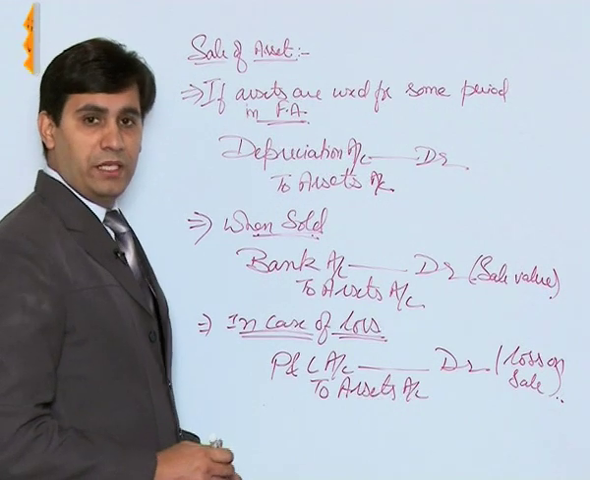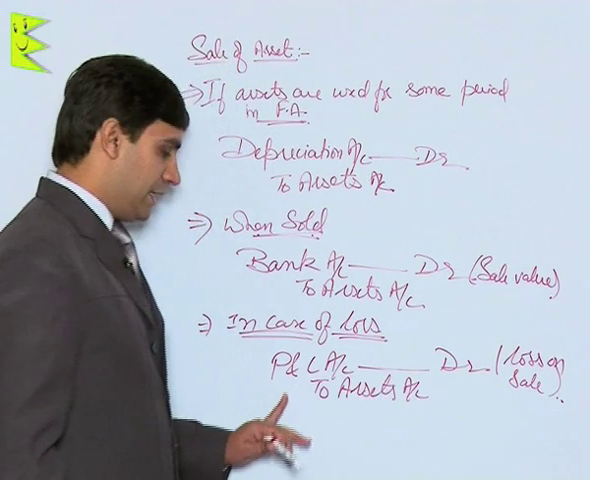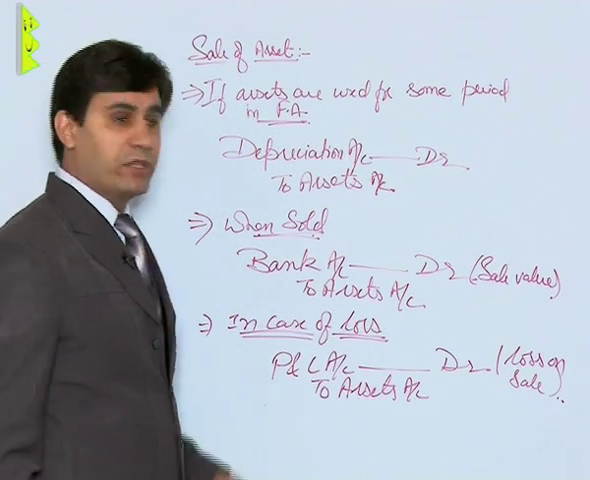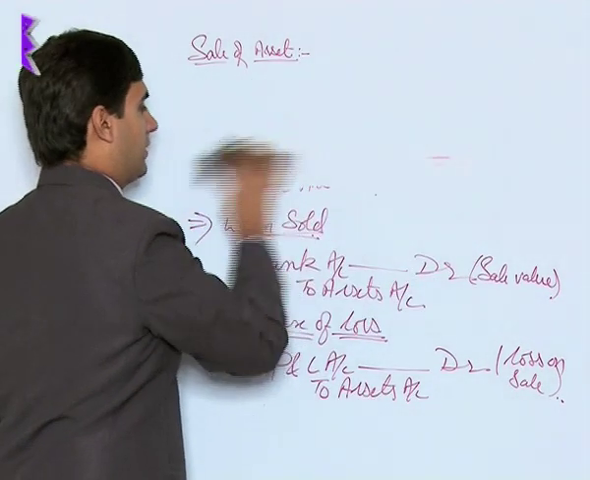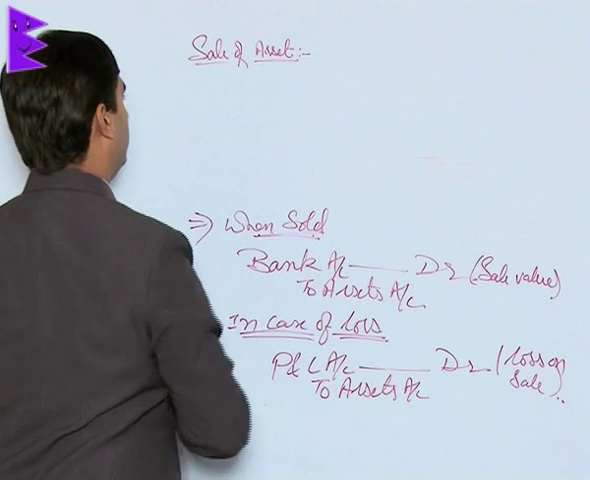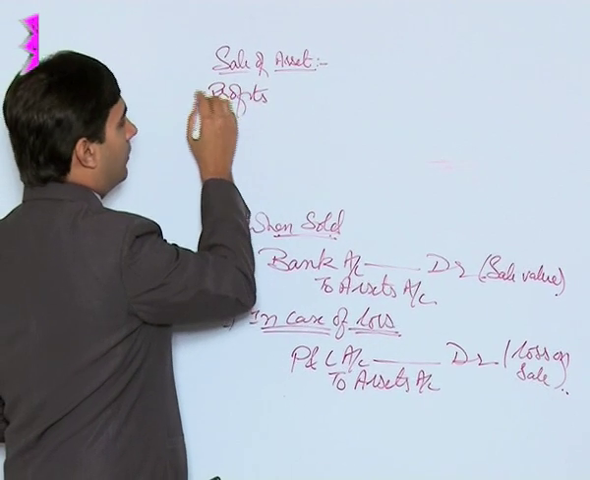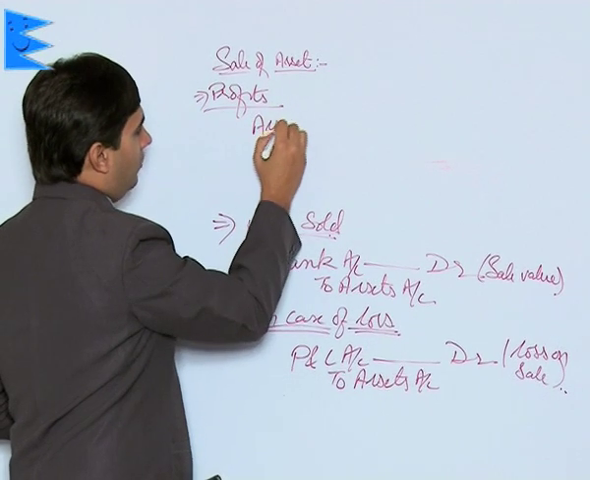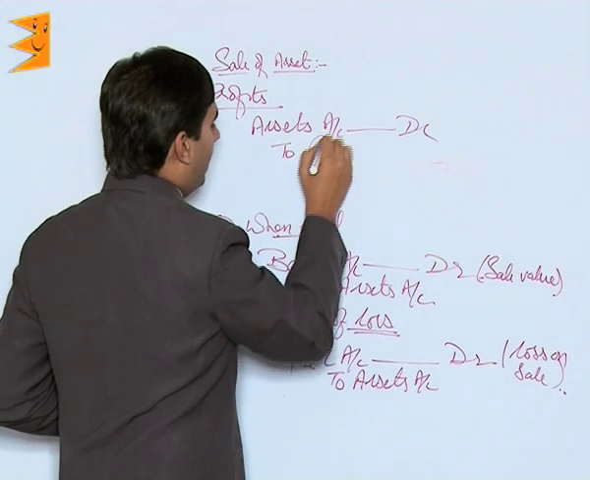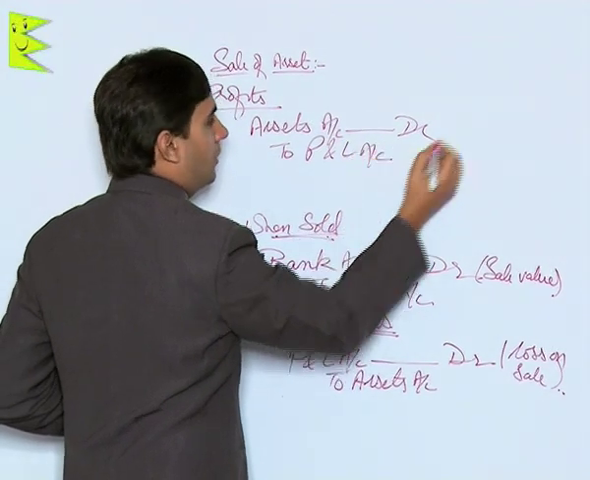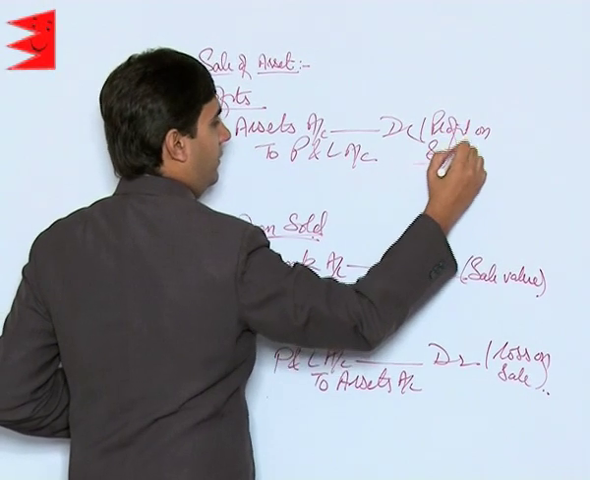Lastly, there is a possibility that you might make certain profit as well. So in case you have profit, this entry would be reversed. That is, in case of profits, the entry would be assets account debited to profit and loss account, that is profit on sale.